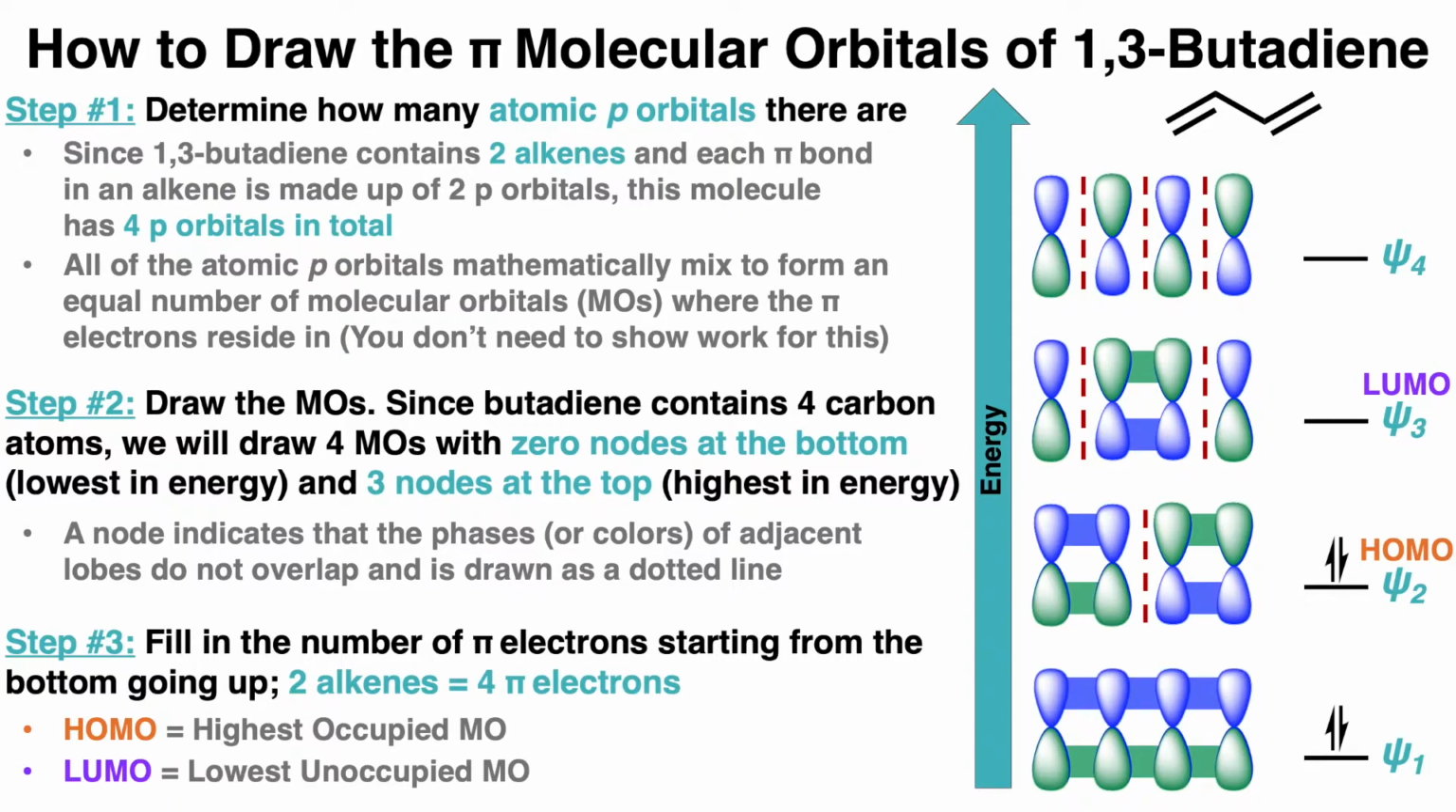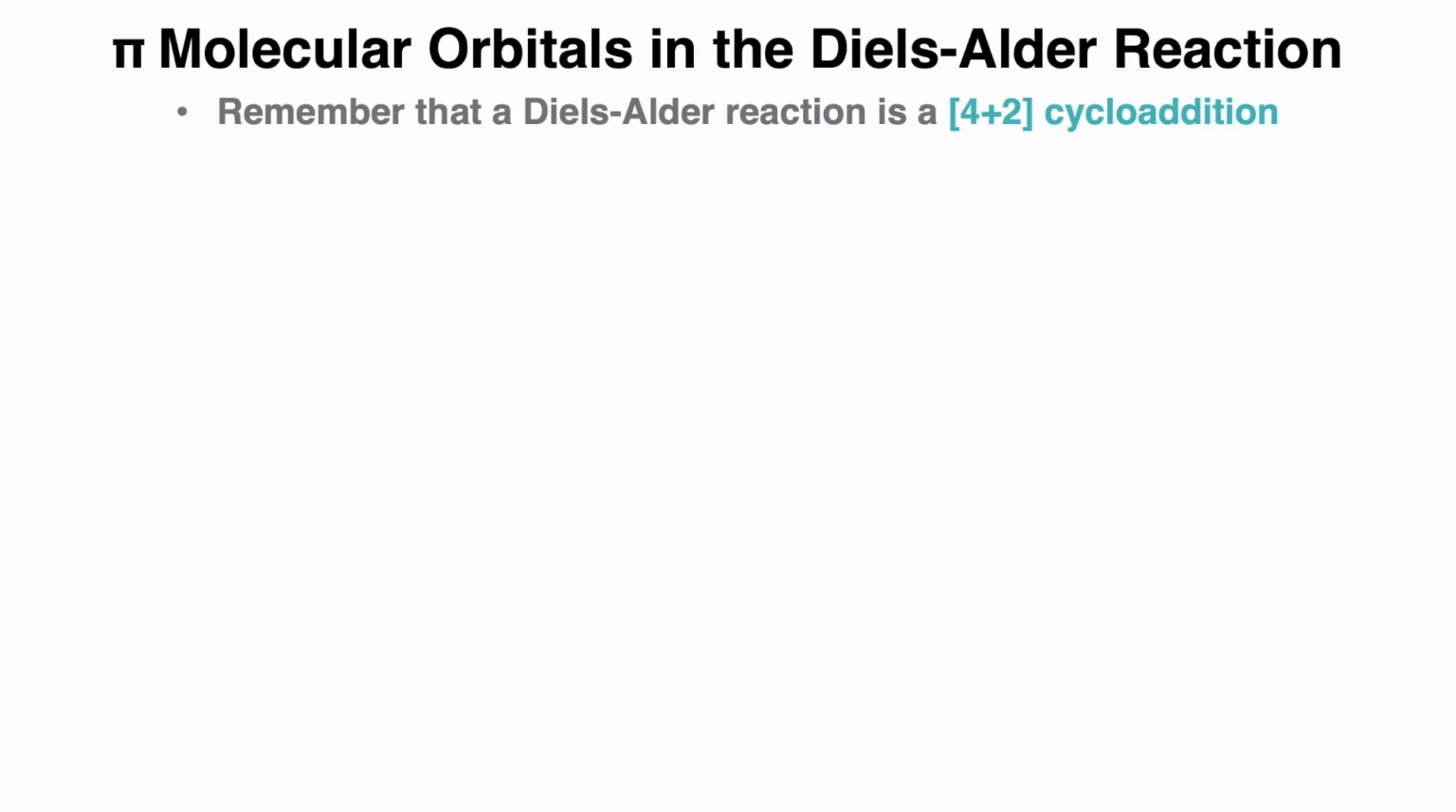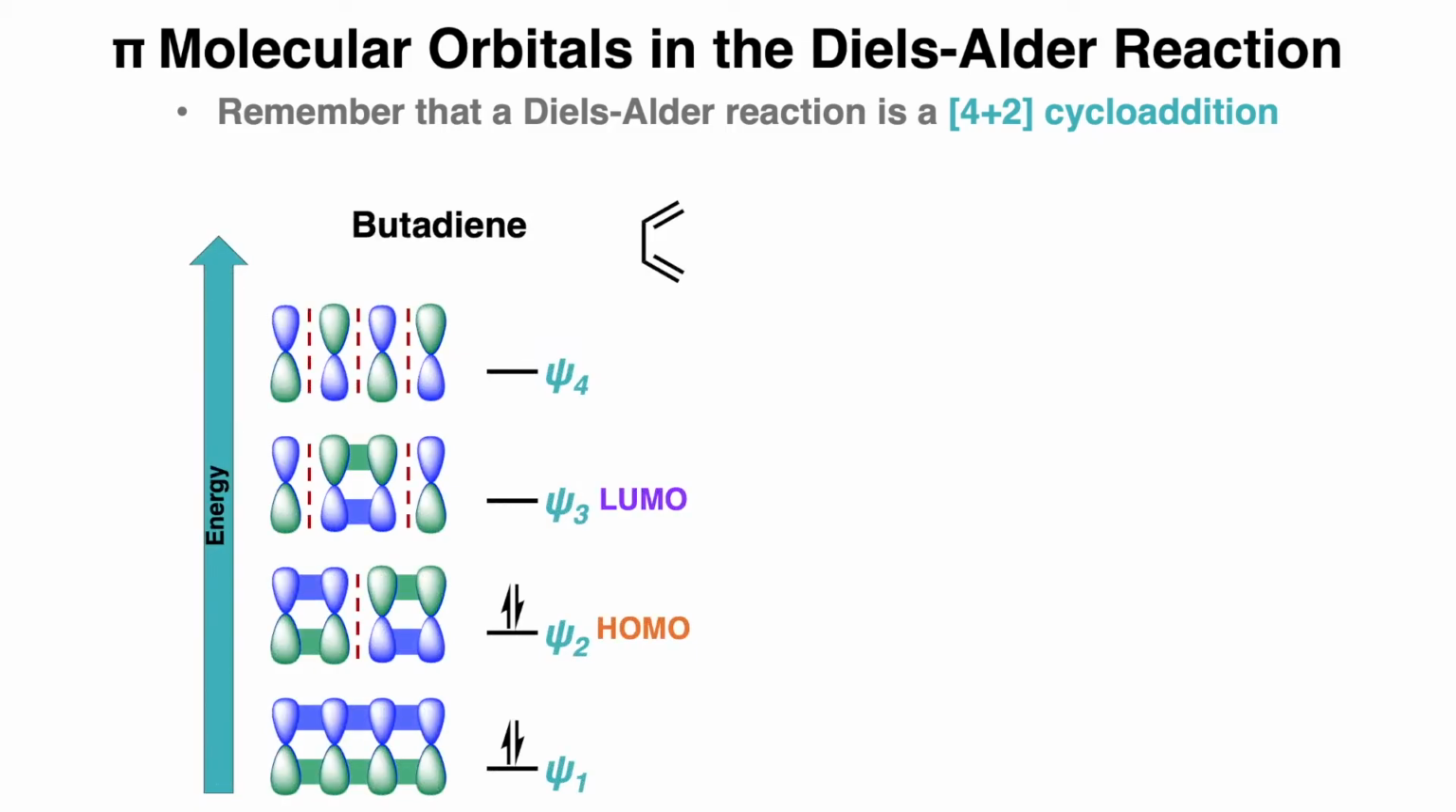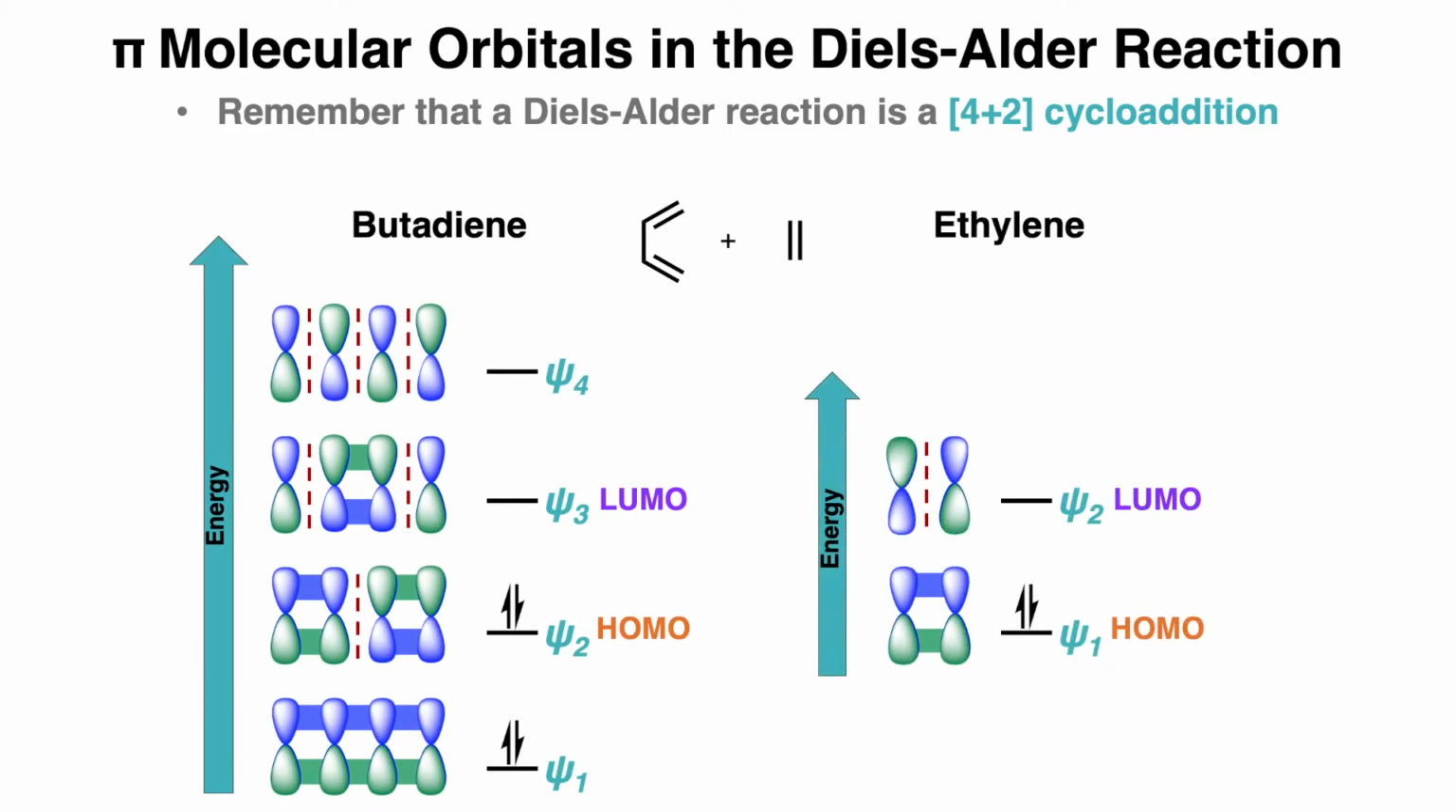is wave number 3. Recall that a Diels-Alder reaction is a 4+2 cycloaddition, which means that the 4 pi electrons from the diene interact with the 2 pi electrons of the dienophile under a very high temperature. From a molecular orbital standpoint, this means that the HOMO of the diene interacts with the LUMO of the dienophile.